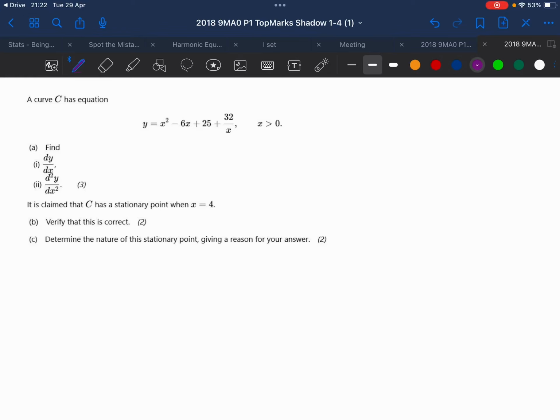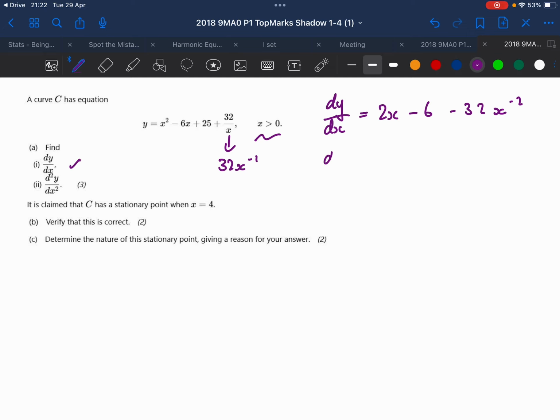For our second question, a curve has the equation given, where x has to be greater than 0. We're doing some differentiation to start with. So dy/dx equals 2x minus 6. The 25 will go. If we rewrite this as 32x to the minus 1, it's a little bit easier. So it's minus 32, if you bring down the minus 1, so minus 32x to the minus 2.